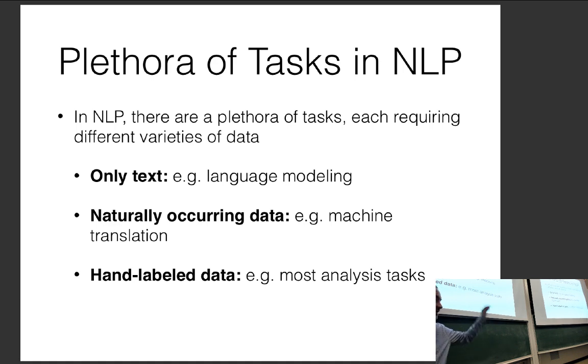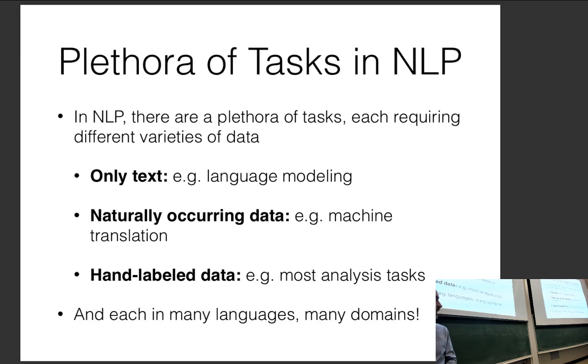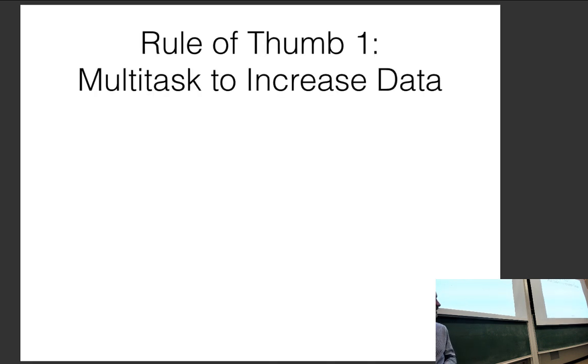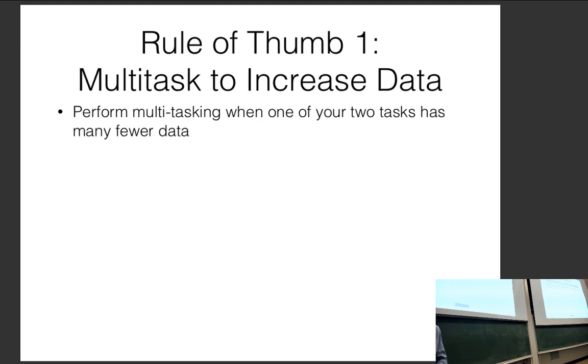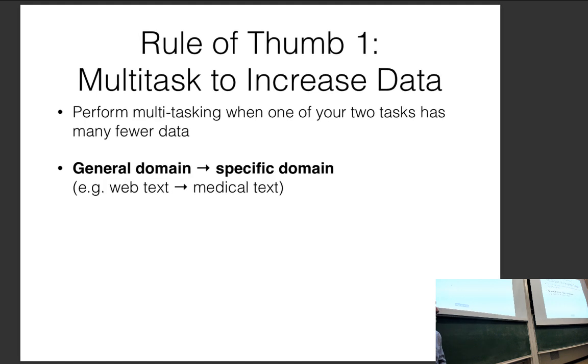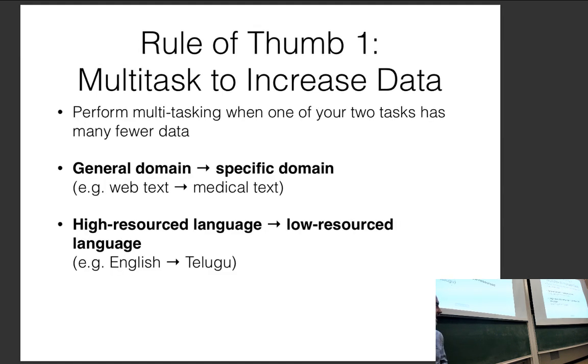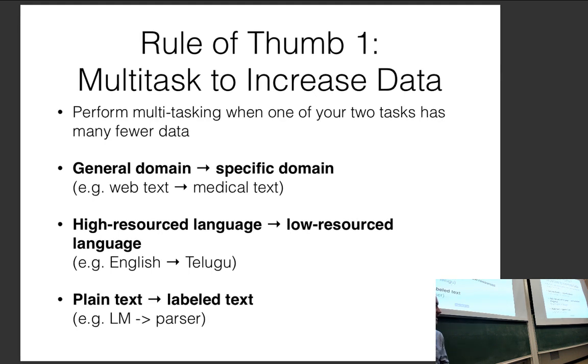So transfer learning has been done from every single one of these types of tasks. And of course, we're doing this in many languages and many domains. Even if we can get hand-labeled data for news, we might not be able to get hand-labeled data for another domain. So rule of thumb number 1 is that we want to be doing multitasking to increase data. General domain to specific domain, or high resource language to low resource language would be examples, as well as plain text to labeled text, so LM to parser.